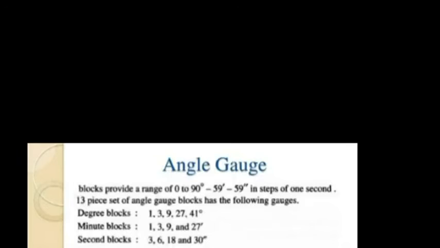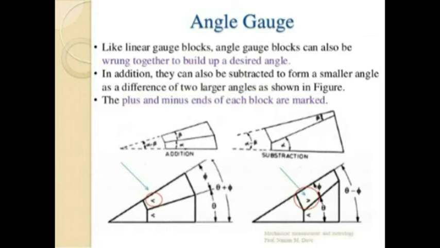One set consists of 12 pieces and a square block in three series of values of angle: 1 degree, 3 degrees, 9 degrees, 27 degrees and 41 degrees; 1, 3, 9 and 27 minutes; and 6, 18 and 30 seconds. Another set contains 13 pieces and a square block: 1 degree, 3 degrees, 9 degrees, 27 degrees and 41 degrees; 3 minutes, 9 minutes, 27 minutes; and 3, 6, 18, 30 seconds.